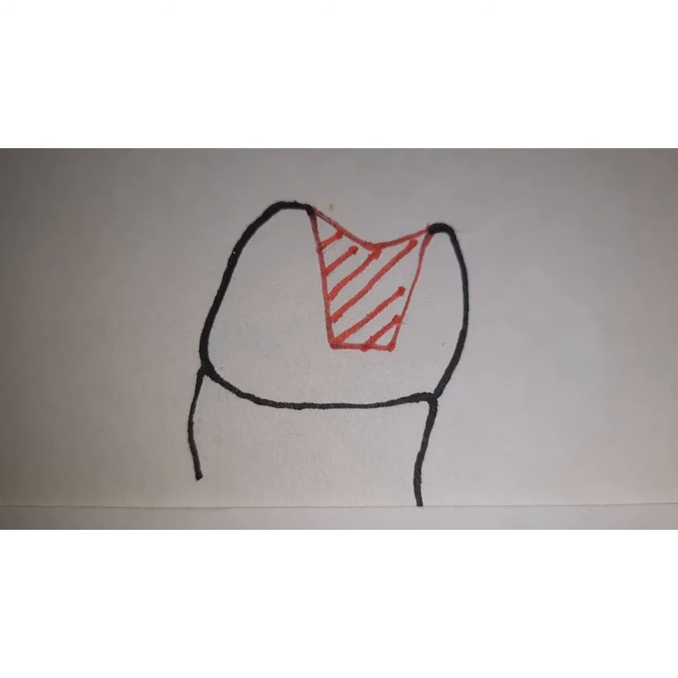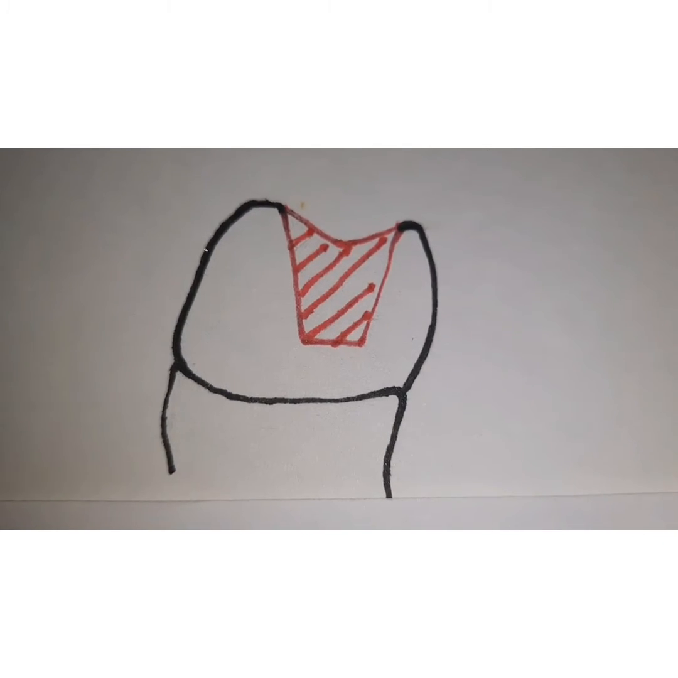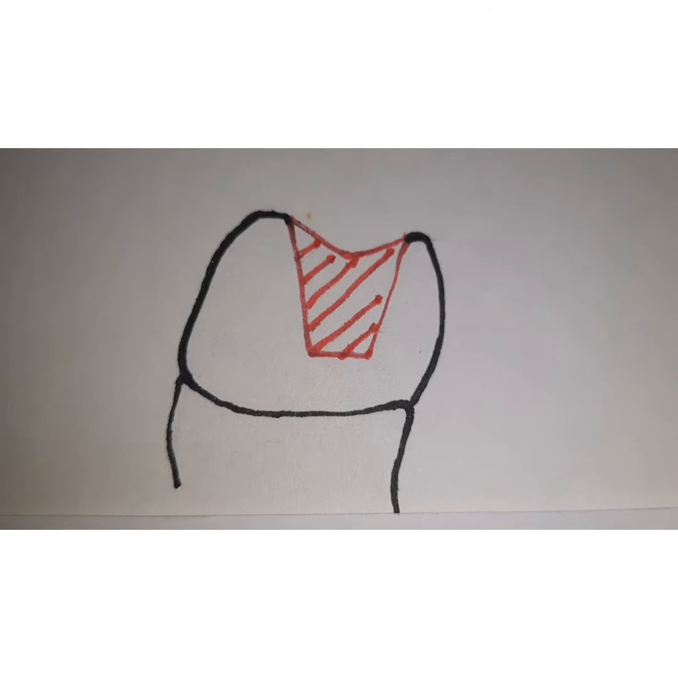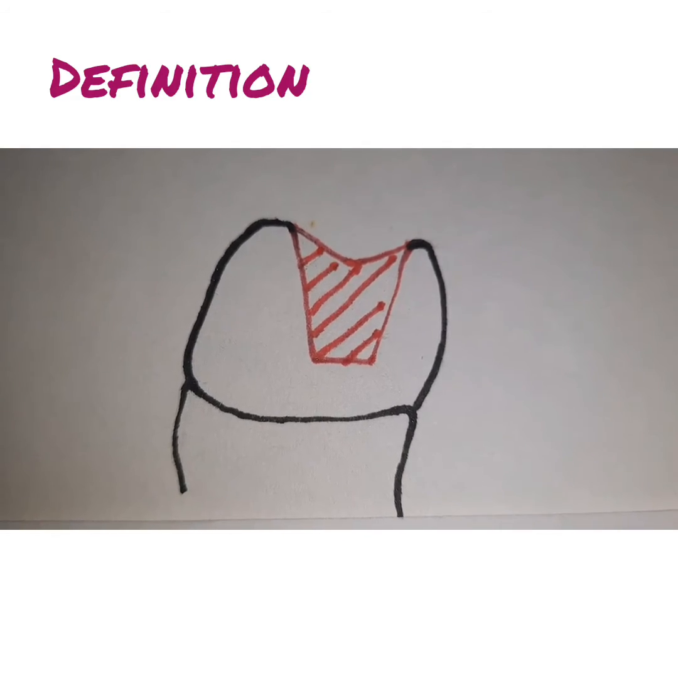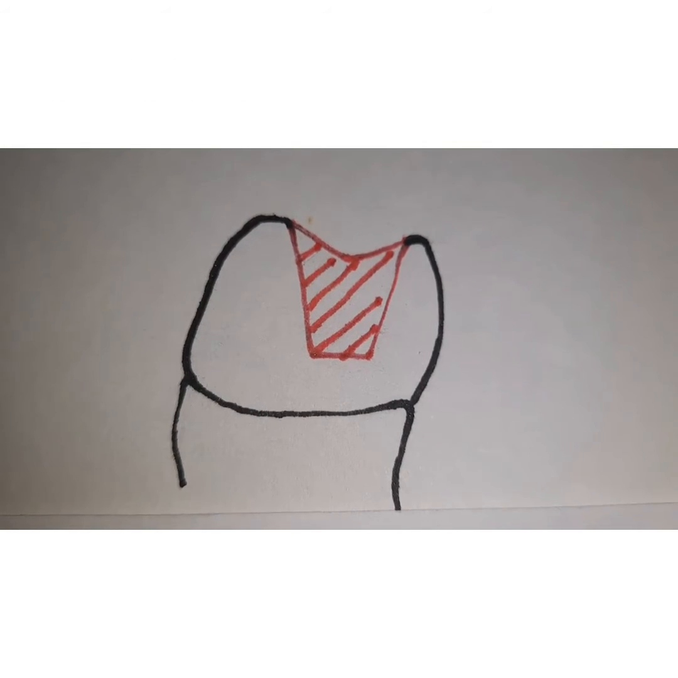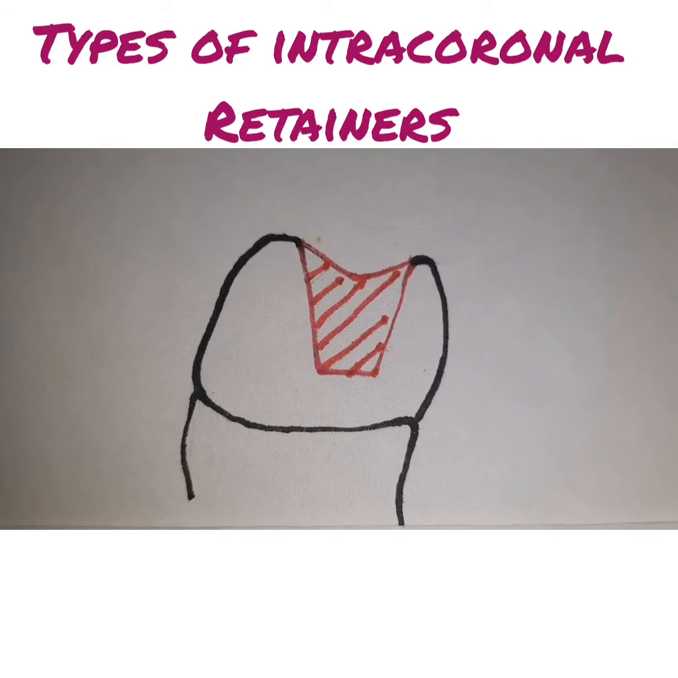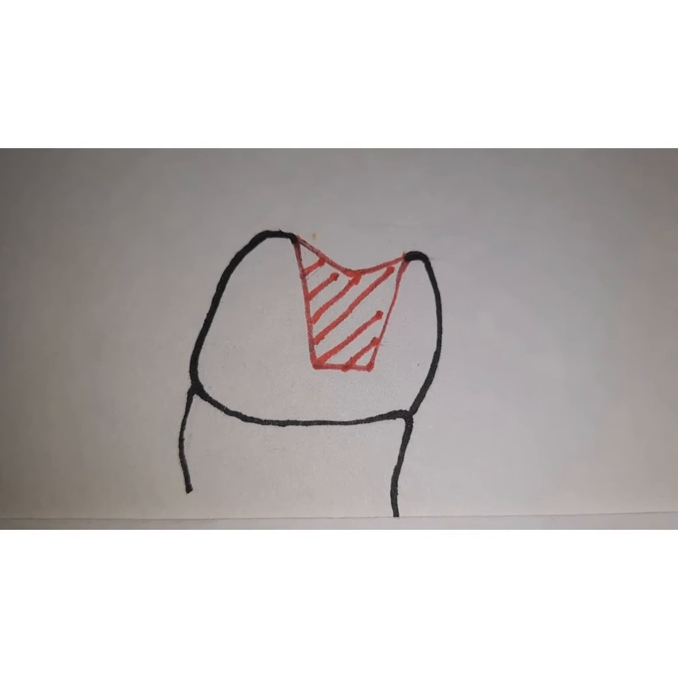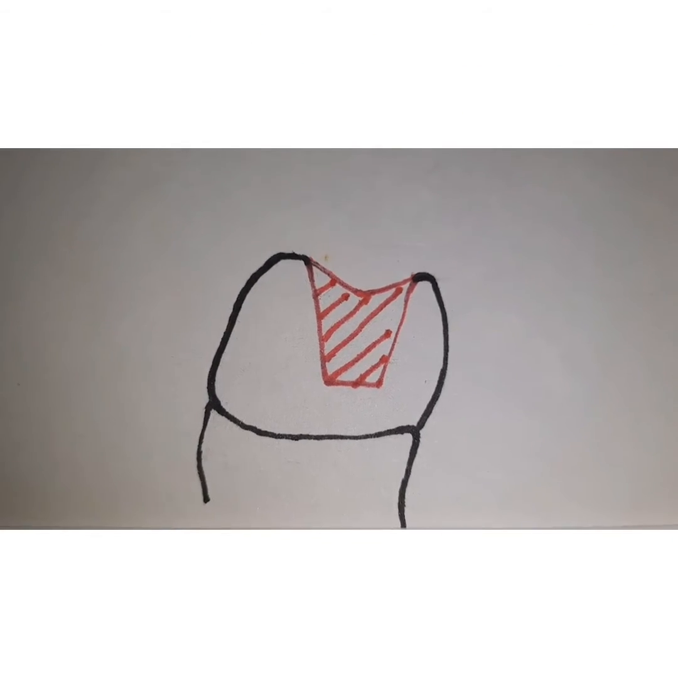Now, intracoronal retainers are those retainers which lie within the normal contours of the clinical crown of a tooth. By definition, they are those retainers which are confined within the cusp or the normal axial contours of the tooth. Types of intracoronal retainers can be your proximo-occlusal inlay, as you can see in the figure, and an MOD onlay.